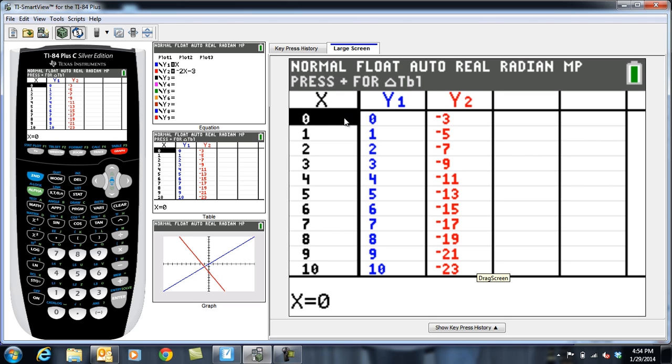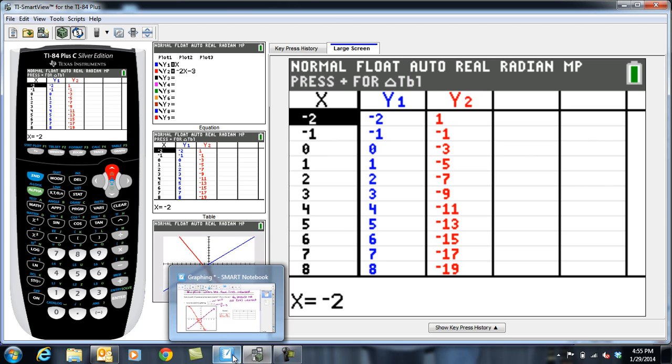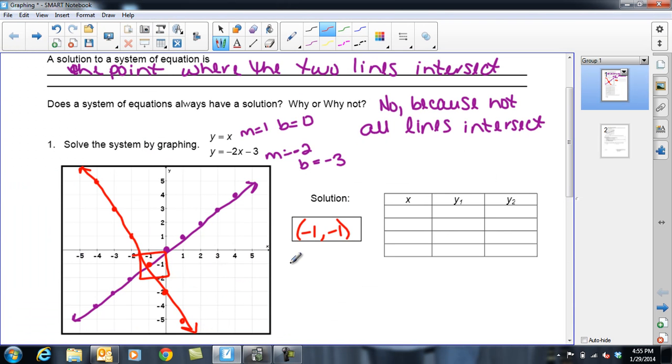So the first ordered pair here is 0, 0 for the first line and 0, negative 3 for the second line. So I'm going to scroll up in my table to negative 2. The reason I'm doing that is because I know my solution already. I know my solution is negative 1, negative 1, and I need to be able to see that in my table. So I'm going to go up a little past that so we can look at things.